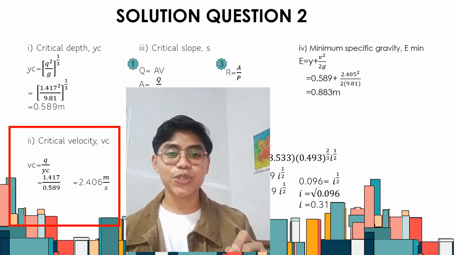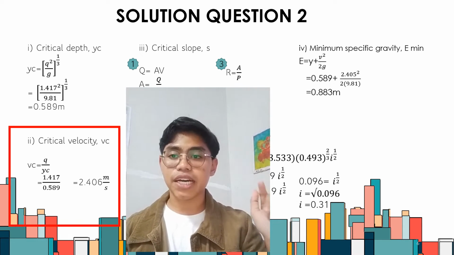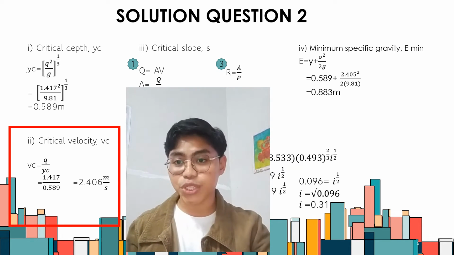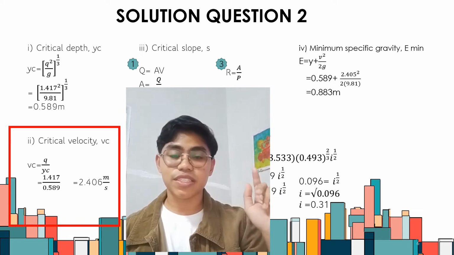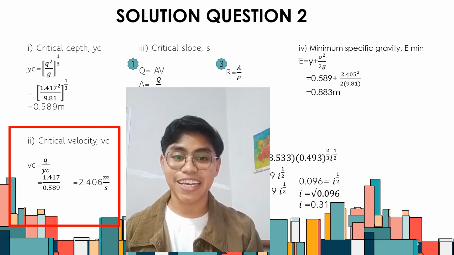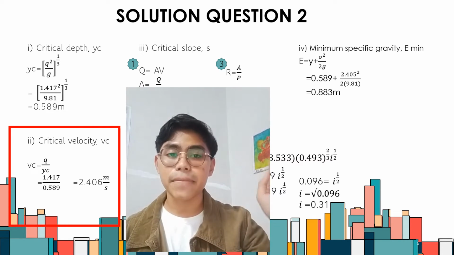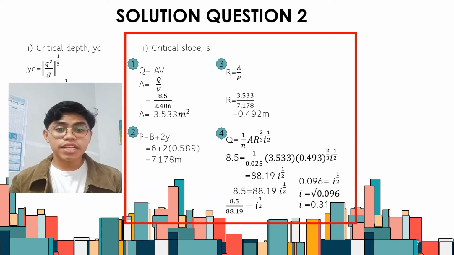Alright, after we get the answer of 0.589 meter, now we can solve the second question, which is critical velocity, VC. So to find the VC, we must divide q by YC, which is the answer of question 1. So 1.417 we divide by 0.589. So we can get the answer 2.406 meter per second.